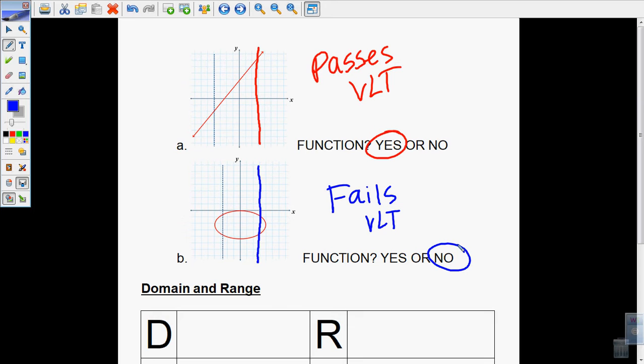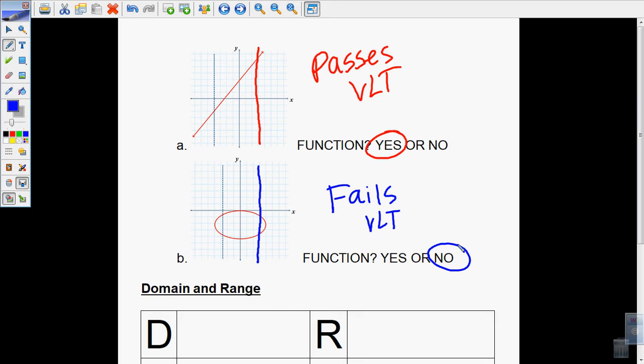Nobody? It's called a one-to-one function. If I pass the VLT and the HLT, I'm a one-to-one function. That means there is a unique value for each x that corresponds to y, and vice versa. So not only do your x's not repeat, but your y's do not repeat. And that's a one-to-one function.